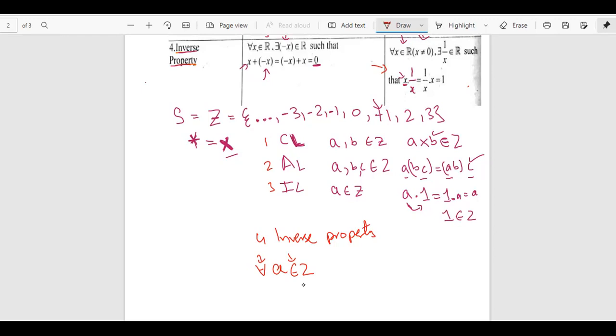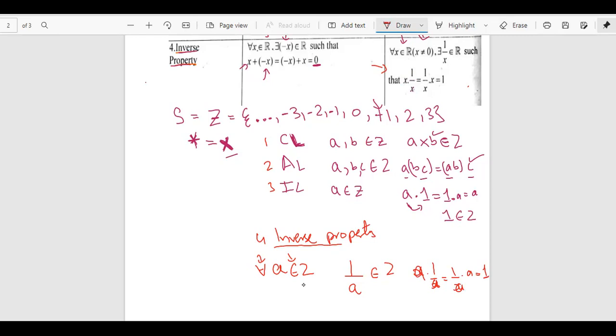I know that you might not be familiar with these because when I was in A-levels, I did not know about this symbol right here. Anyways, so we are talking about the inverse law, which basically says that for all elements belonging to Z, we need to have an element 1 by A, which should also belong to Z, such that x times 1 by x equals 1.